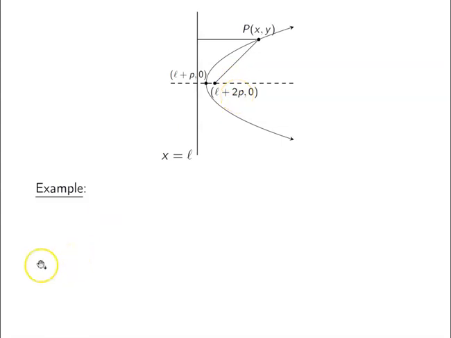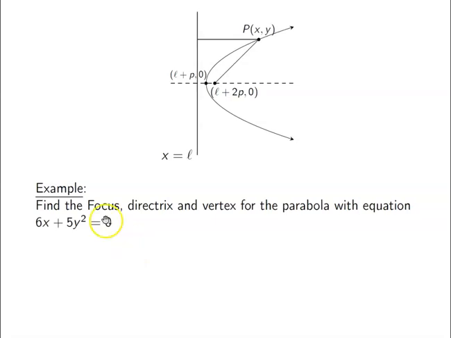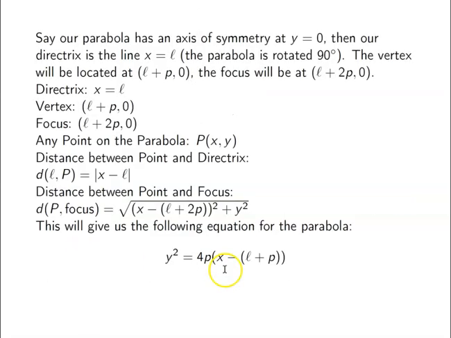So let's go ahead and do an example. Let's find the focus, the directrix, and the vertex for the parabola that has the equation 6x plus 5y squared equals 0. So first thing is we have to put this into the correct form. So remember the correct form, the square term is y. So I want y squared equals a bunch of stuff times x. If I can have it minus something, then that's nice. If it doesn't work that way, then that's fine also. And so that's how I want it.